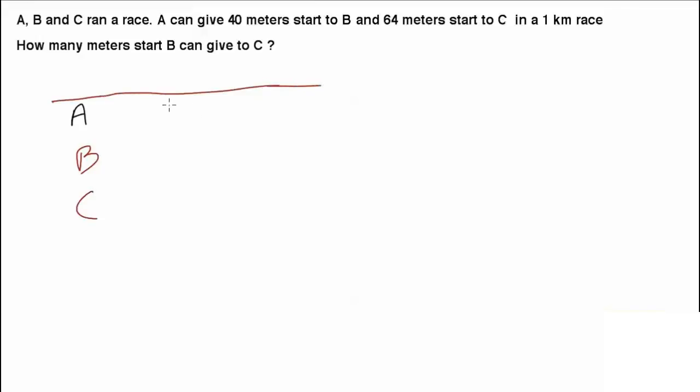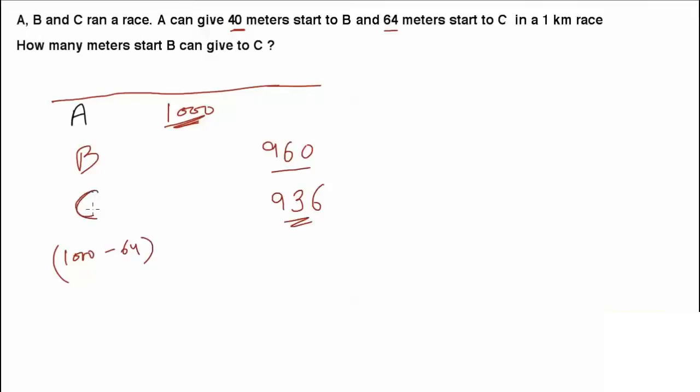When A ran for 1000 meters, B ran for 960 meters. So he gave a 40 meter start to B. And when A ran for 1000 meters and he gave 64 meter start to C, so it comes out to be 1000 minus 64. So it is 936. When A ran 1000 meters, C ran just 936 meters.